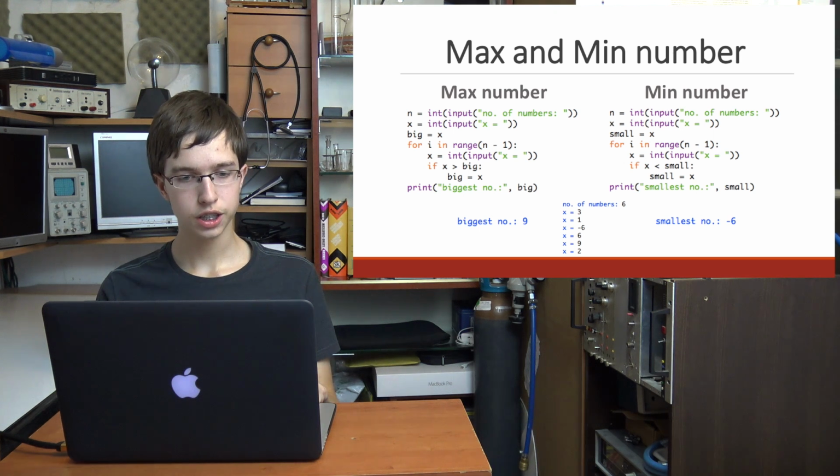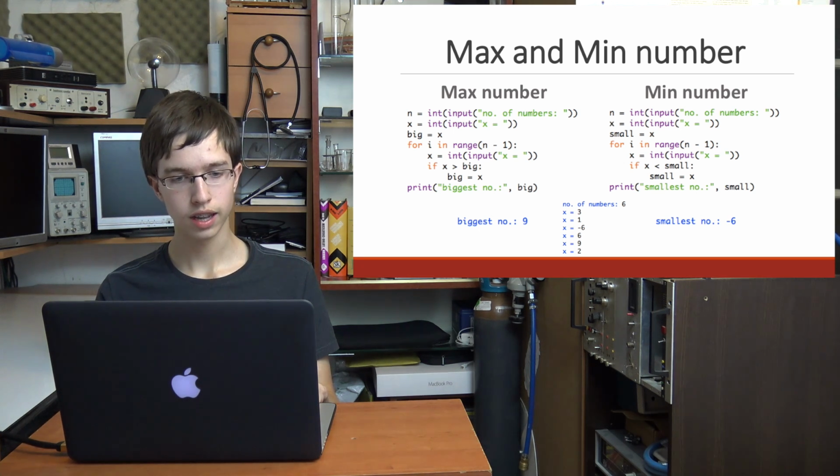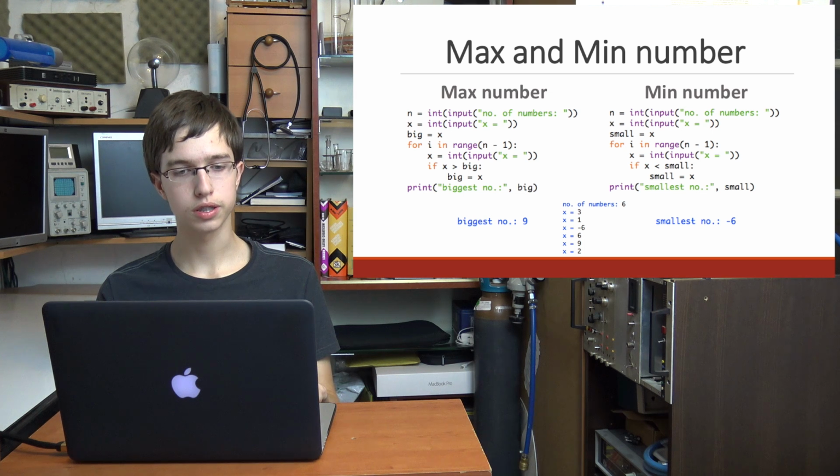In the next iteration, x is equal to 9. Is 9 bigger than 6? It is. So big becomes 9. And finally, x is equal to 2. Is 2 bigger than 9? It is not. Then go out of the for loop and print this biggest number, which is number 9.